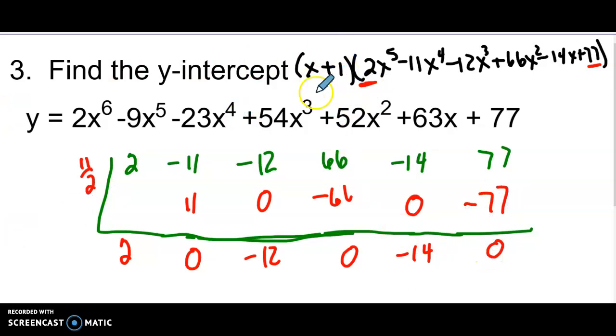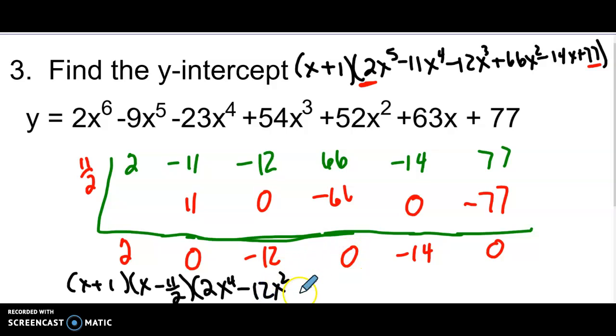So now I have my x plus 1 from before. I have my x minus 11 halves, since 11 halves is a factor. The 11 halves factors into that, so that means x minus 11 halves was a factor. And then this is 1 degree less than what I started with. So 2x to the 4th, remember, because this was a 5th degree that we were dividing into, plus 0x cubed minus 12x squared plus 0x minus 14.